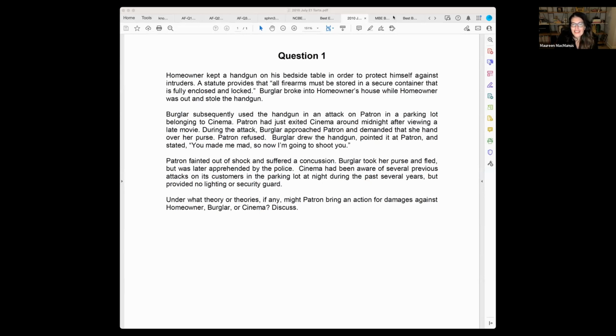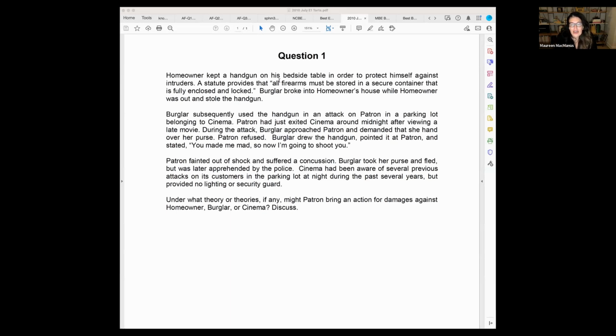Homeowner kept a handgun on his bedside table in order to protect himself against intruders. A statute provides that all firearms must be stored in a secure container that is fully enclosed and locked. Burglar broke into homeowner's house while homeowner was out and stole the handgun. Burglar subsequently used the handgun in an attack on patron in a parking lot belonging to cinema. So here we have all this stuff with the homeowner, right? So there's 3 actions. There's an action against a homeowner, an action against burglar, and an action against cinema. So there's a lot happening here.